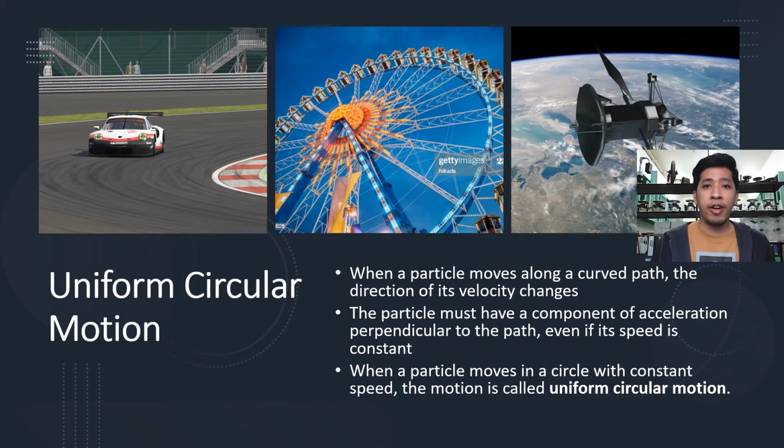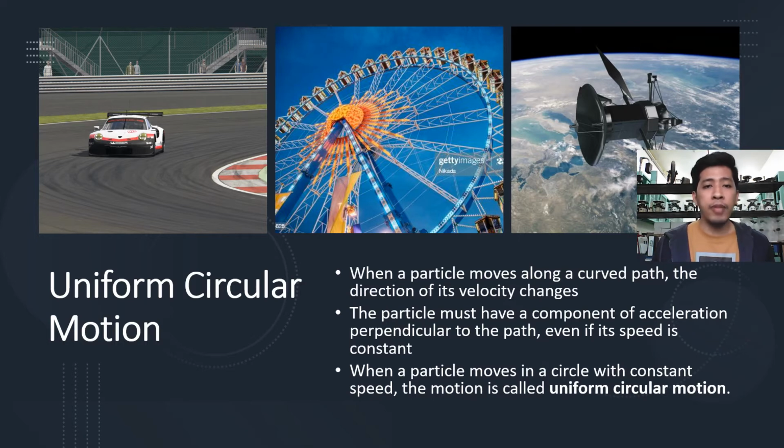When a body or a particle is said to be in uniform circular motion, the body or the particle moves along a curved path, and the direction of its velocity changes. However, for uniform circular motion, the speed of the body or the particle is constant. The particle must then have a component of acceleration perpendicular to the path, even if its speed is constant. When a particle moves in a circle with constant speed, the motion is called uniform circular motion.